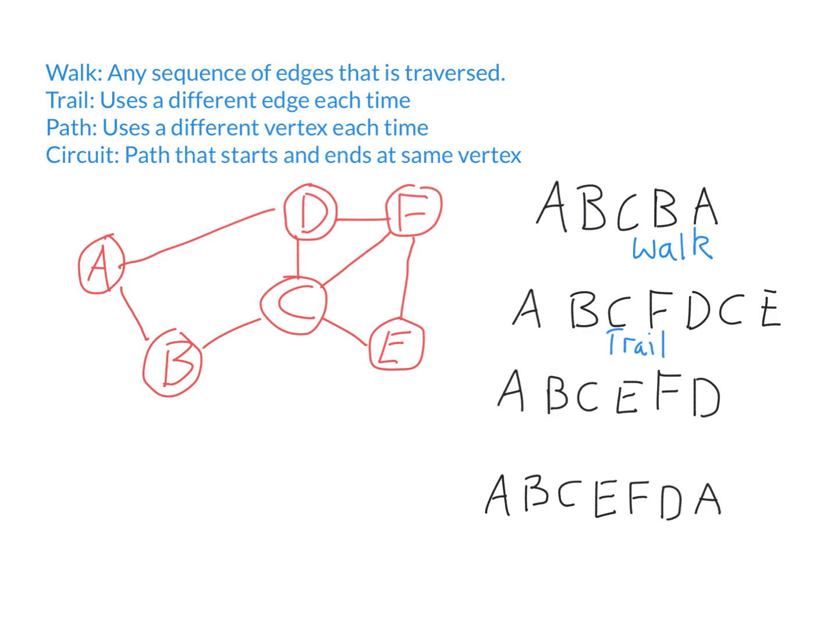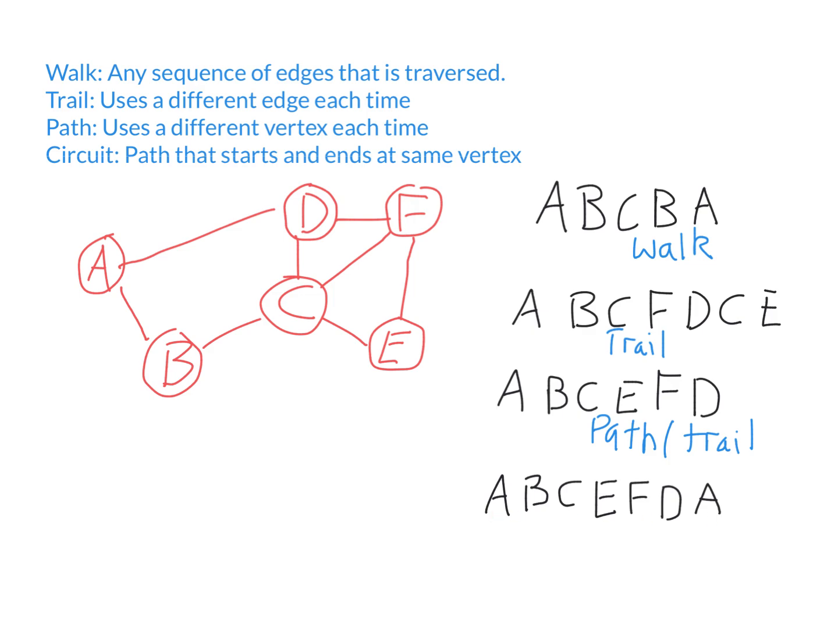Let's look at this one. So we can go A, B, C, E, F, D. This is a path. You can see that we didn't visit any vertex more than once. It's also a trail because we didn't go along any edge more than once. It's not a circuit, however, because we started at A and ended at D. We didn't start and end at the same vertex.